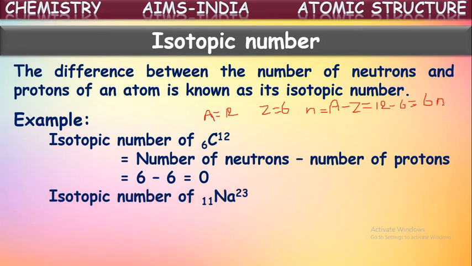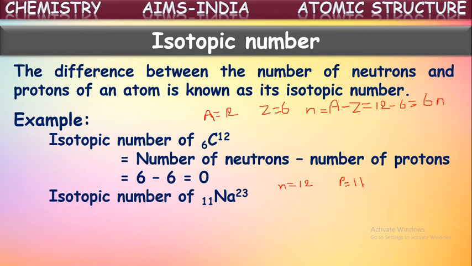One more example, let us see here. Isotopic number of sodium. So how can we calculate? First we have to find out the number of neutrons of sodium. How can we calculate the number of neutrons? Mass number minus atomic number. So 23 minus 11, so the number of neutrons is 12 for this. And proton number is nothing but its atomic number, that is 11.